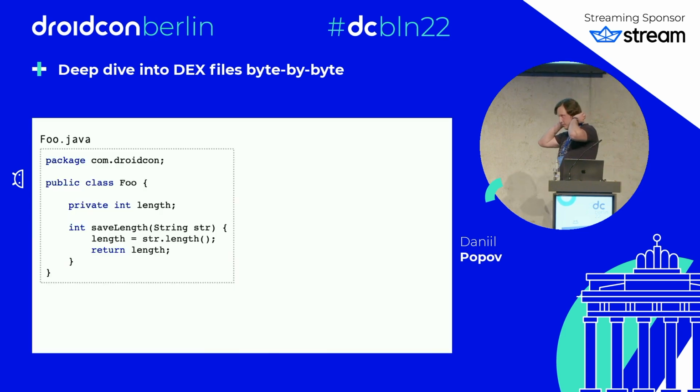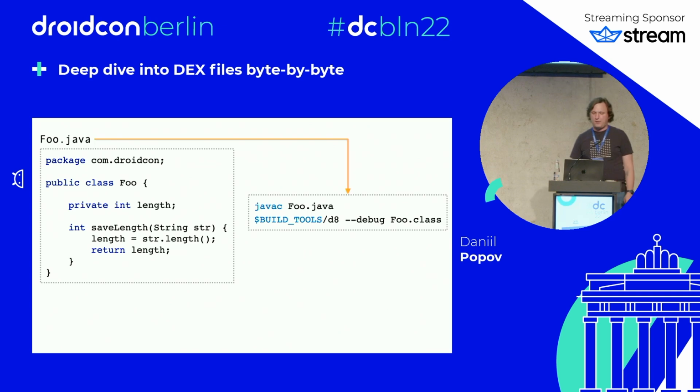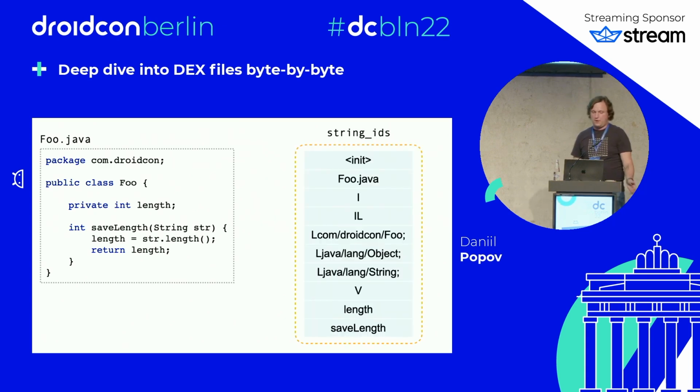I got this code. Sorry, it's Java, but it's because Kotlin generates a lot of additional stuff, and not to overcomplicate our example, I just wrote it in Java. Okay, I compile it with javac and then pass it to the dx tool with the debug option, and in the end, I have the class's DEX file.